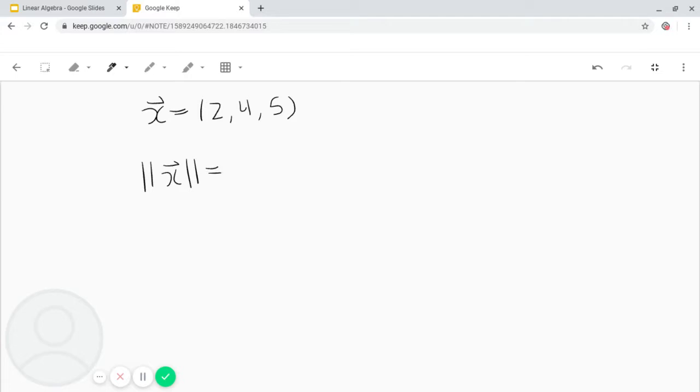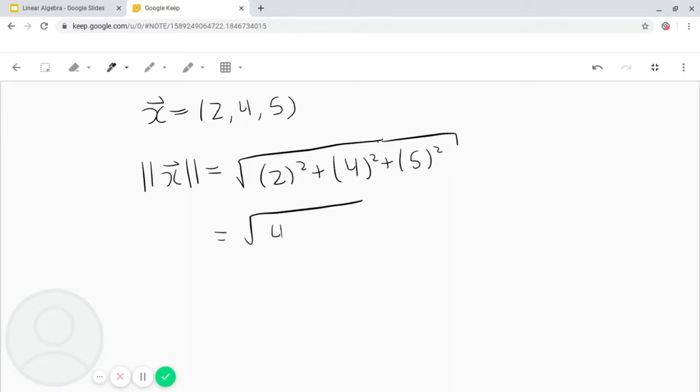So the norm of this is simply, as we saw, all of the components squared and added, and then take the square root. So 2 squared is 4, 4 squared is 16, and 5 squared is 25. And this would simply be the square root of 45 is the norm. So that is the distance of the vector x, essentially.